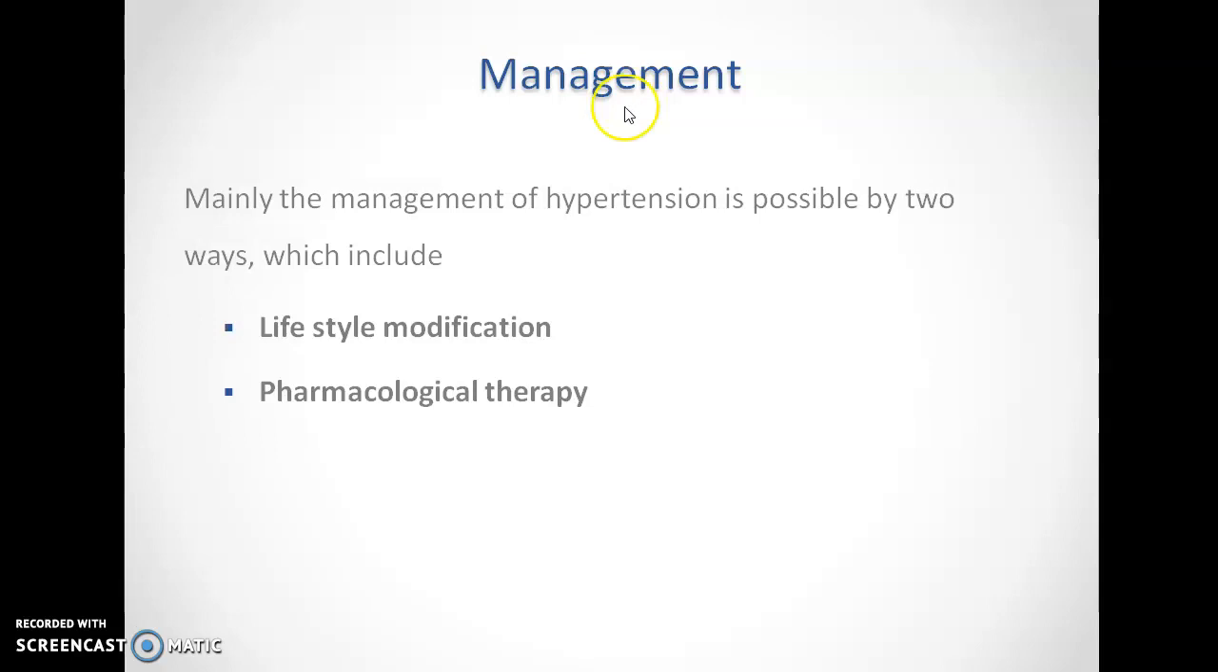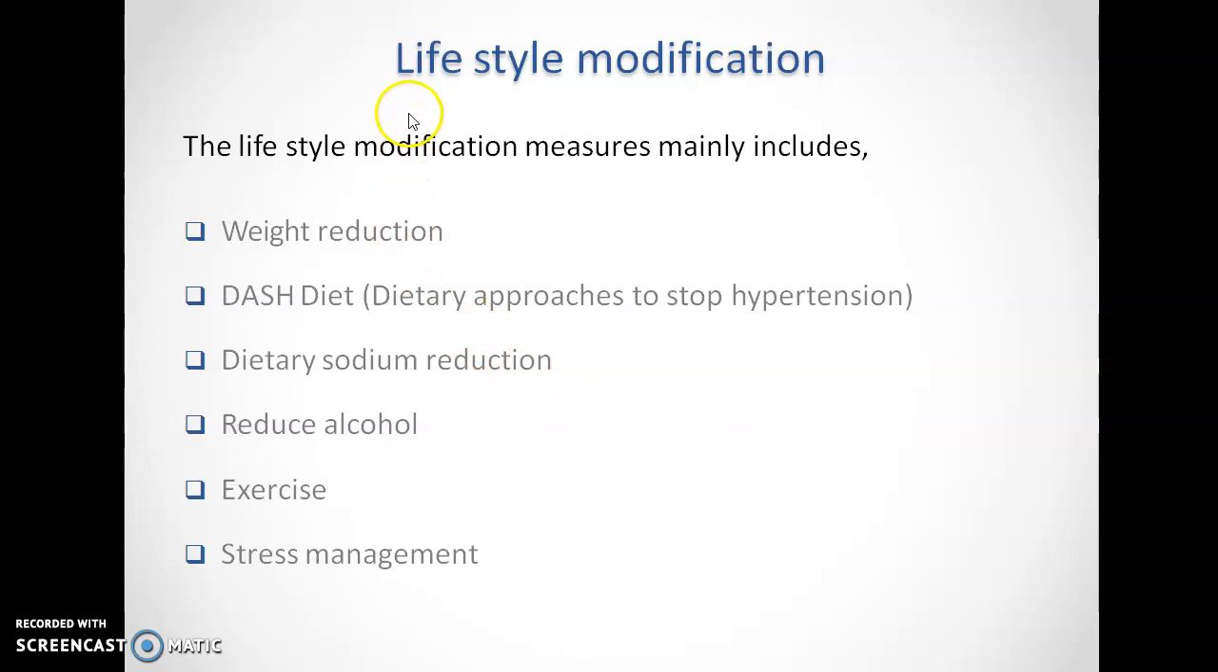Management of hypertension. Mainly the management of hypertension is possible by two ways, which include first lifestyle modification and second pharmacological therapy. Let's see one by one. First is lifestyle modification. The lifestyle modification measures mainly include weight reduction, DASH diet, that is dietary approaches to stop hypertension, dietary sodium reduction, reduce alcohol, exercise properly, and management of stress.